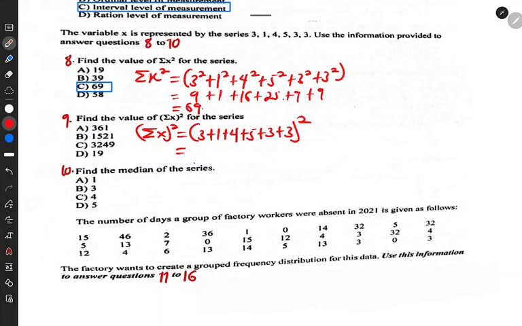So the total sum is going to give me 19. So 19 squared, we're supposed to get 361. You can confirm that with your calculator and let's see. So that is the correct answer, and you go and shade option A.